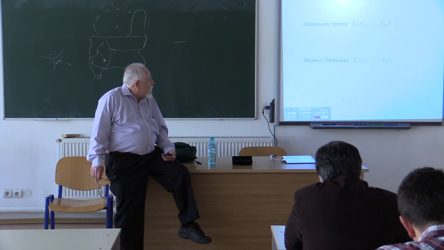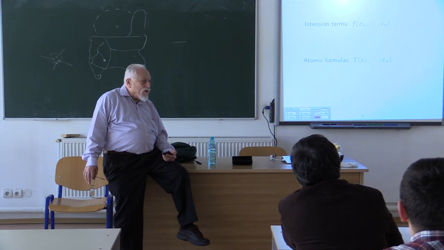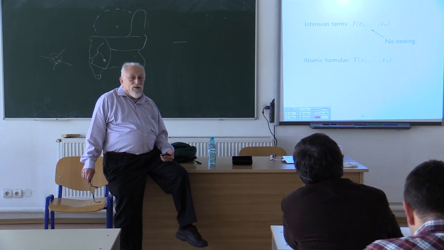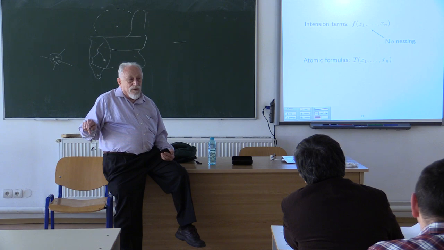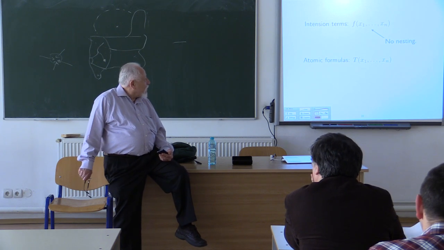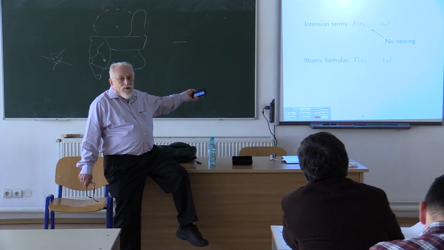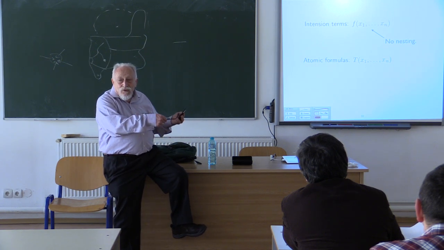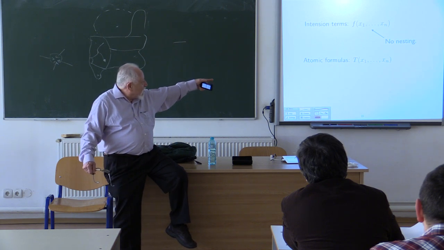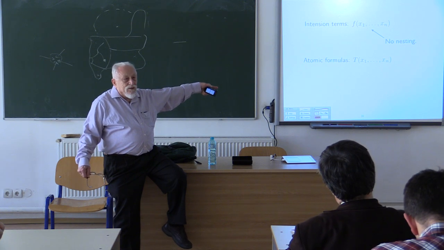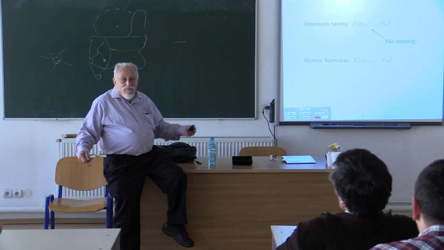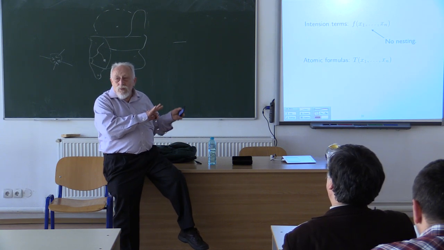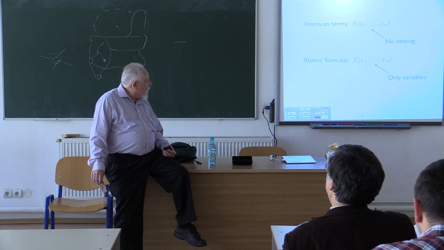So intention terms, intention function symbol applied to a bunch of things, atomic formulas, relation symbol applied to a bunch of things. But you notice here there's no nesting. They're really applied to variables, and that's all. And variables will be given objects as values. So the intention term, intention function applied to objects. When I said this could be made more complicated, yes, you could have intention terms applied to intention terms. Atomic formulas, relation of objects, these are variables again. You could have it more complicated, you could have a relation applied to objects and intentions. But this is all we need for what we're talking about now. So again, only variables here.